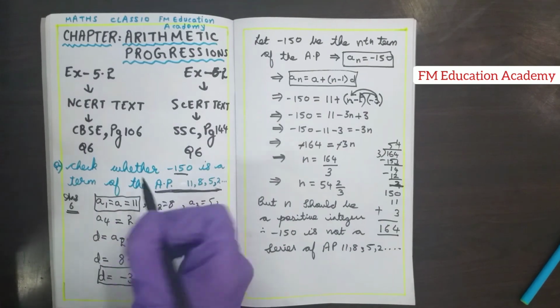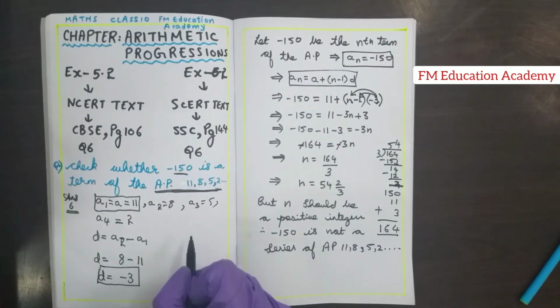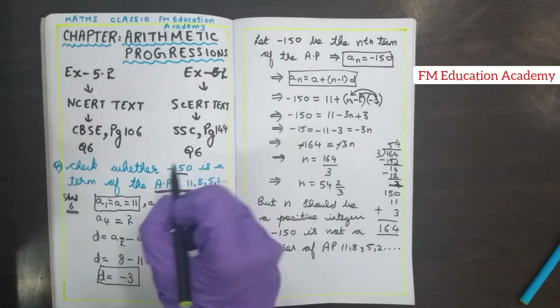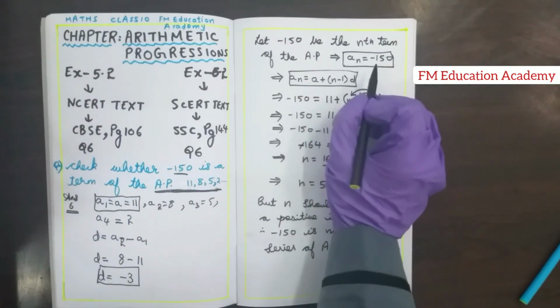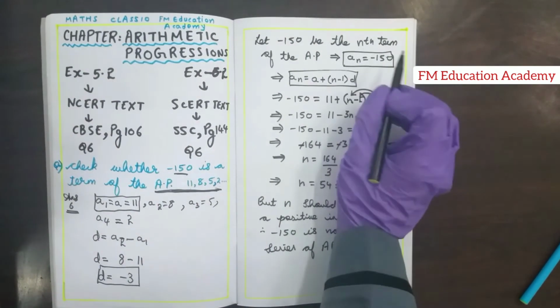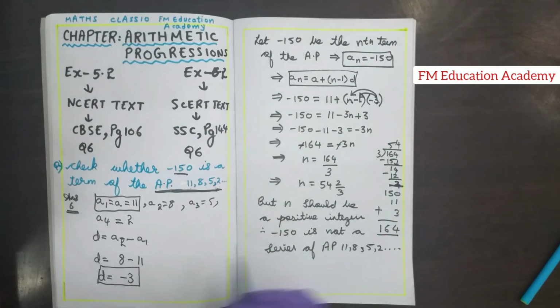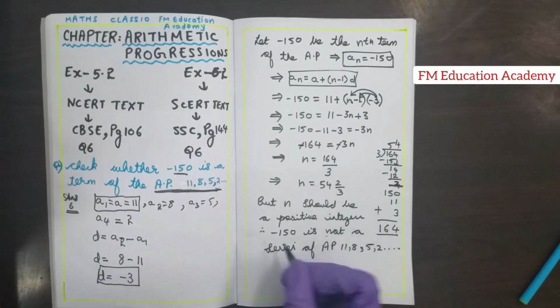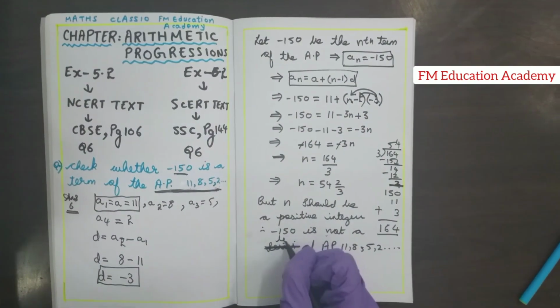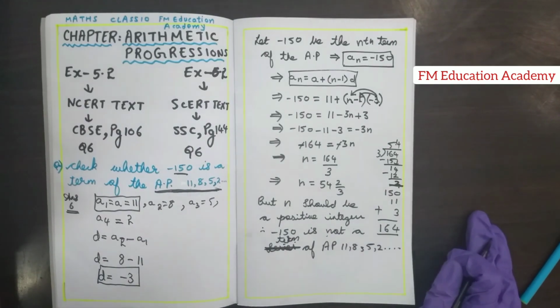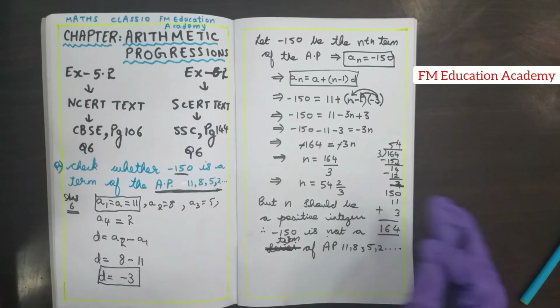Check whether means I have to check whether this term is a term of the AP. That is, I have to check whether minus 150 can be an. So here we know that an cannot be minus 150. That is, it is not possible that minus 150 is a term of the AP. The result is minus 150 is not a term of the AP, as the n value I am getting is a fraction.